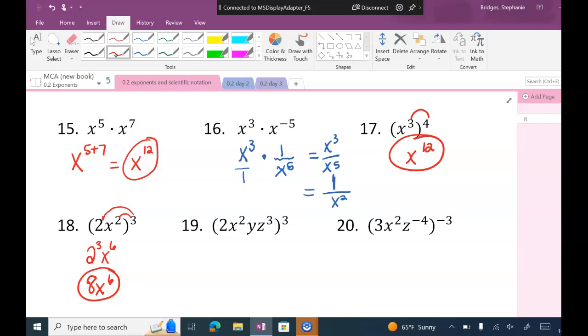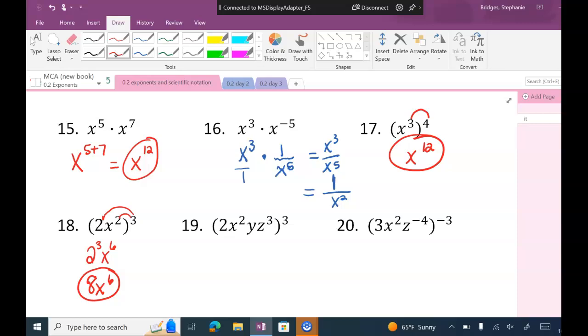Is 20 very similar? What's a little bit different? What do I have in this one that I didn't before? Negative exponents. So what we want to do is the same thing that we just did with number 19. I want to first of all give this exponent to every piece of my product inside. So that becomes 3 to the negative third. It becomes x to the negative 6. And that z is going to now turn into z to the what? Positive 12. Because negative 3 times negative 4 is a positive 12.